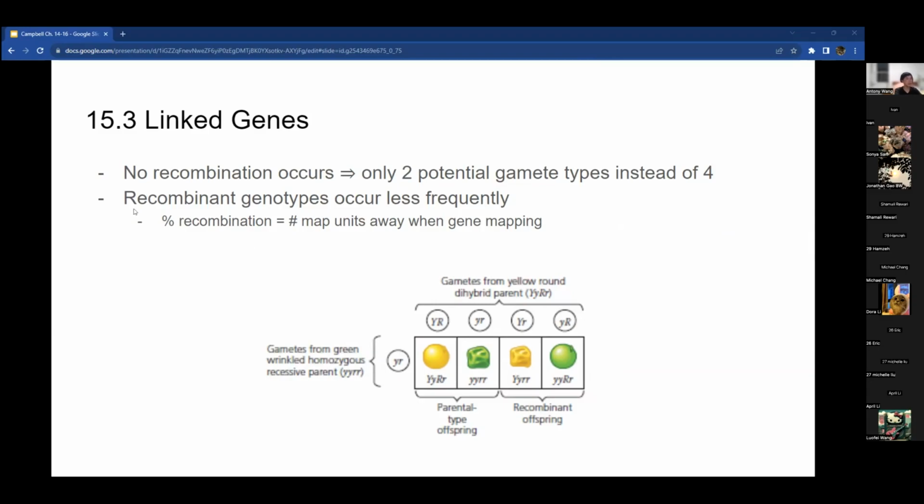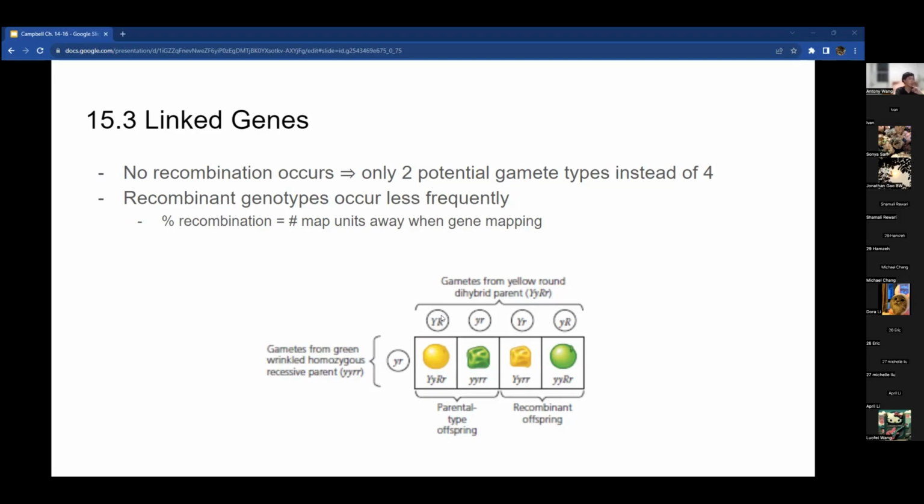Percent recombination. Even if genes are close together and linked, they sometimes, by random chance, can be separated just because the Holliday junction happened to cut right between the two genes. And so that will result right here.